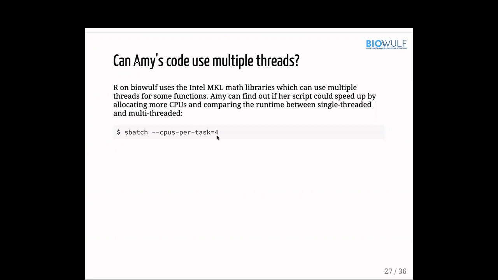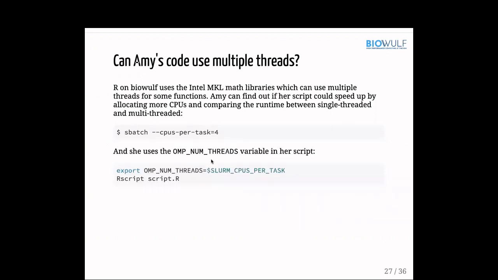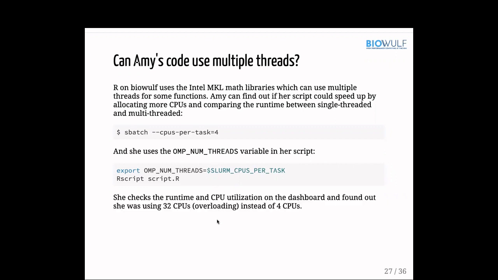The first thing is you will try to run the program with multiple threads. So this is testing, right? In theory, you think it might help, but you never know until you test. Then Amy used OMP_NUM_THREADS, set equal to the allocated CPUs, and then ran the script. However, when she checked the result on the dashboard, she found that she was using 32 CPUs instead of 4.